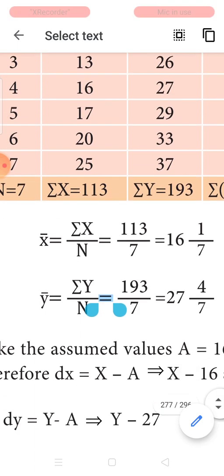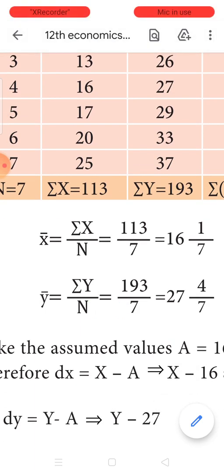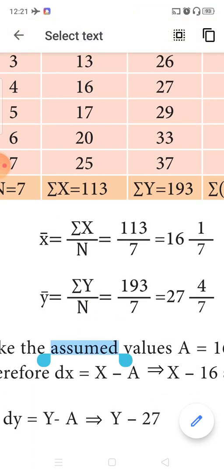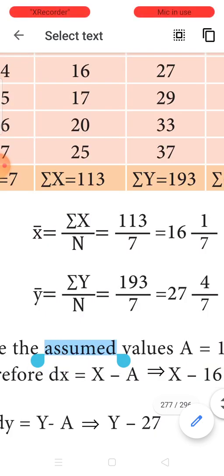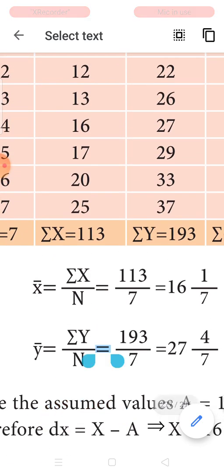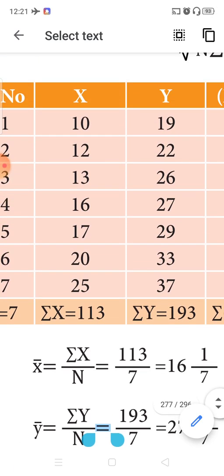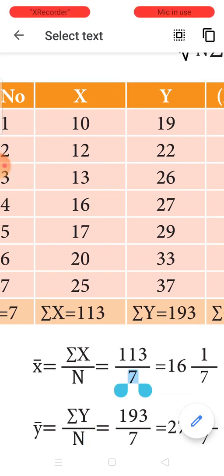Now coming to y bar. Y bar is sigma y divided by n. Sigma y, the value is 193, divided by n, the value is 7. 193 divided by 7, you get 27 4 by 7. You have got the value 27 also in the y column. In the y column, you have a value 27. So 27, let it be the assumed mean.